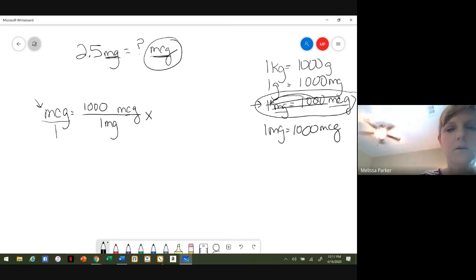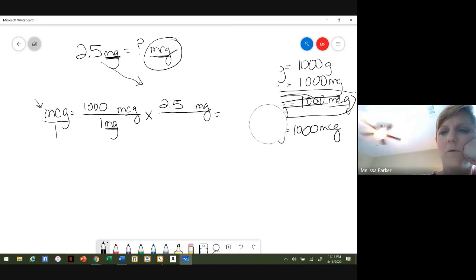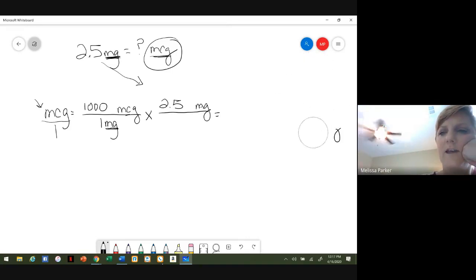Okay, so now whatever is in the denominator here has to be in the numerator here, because I need to be able to cancel these two out. So now I'm going to look at my problem and see, do I have a milligram here? Yes, I do. So I can plug that in right here. So 2.5 milligrams.